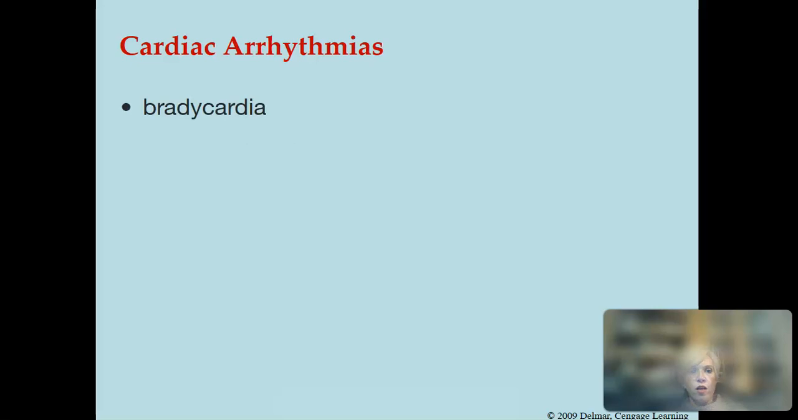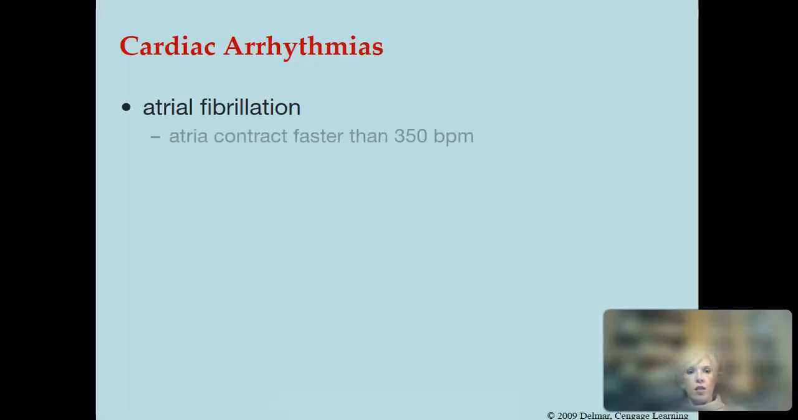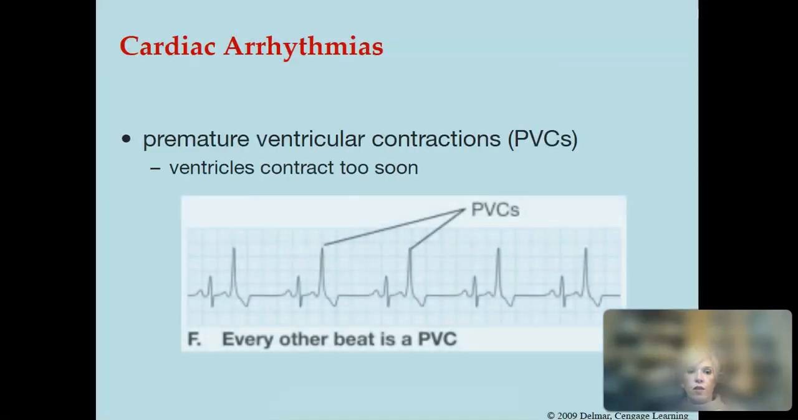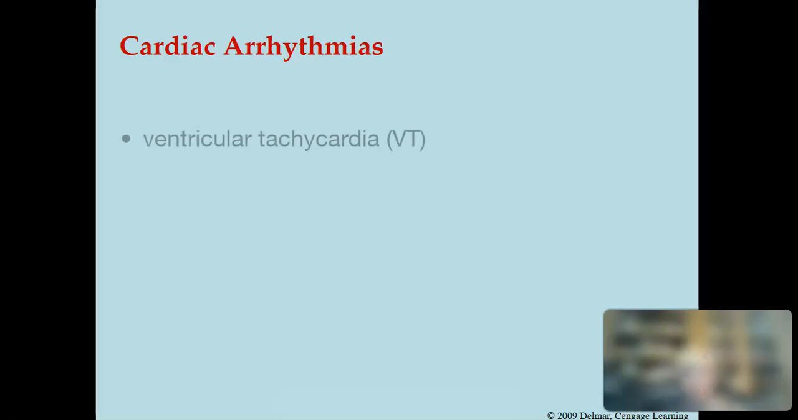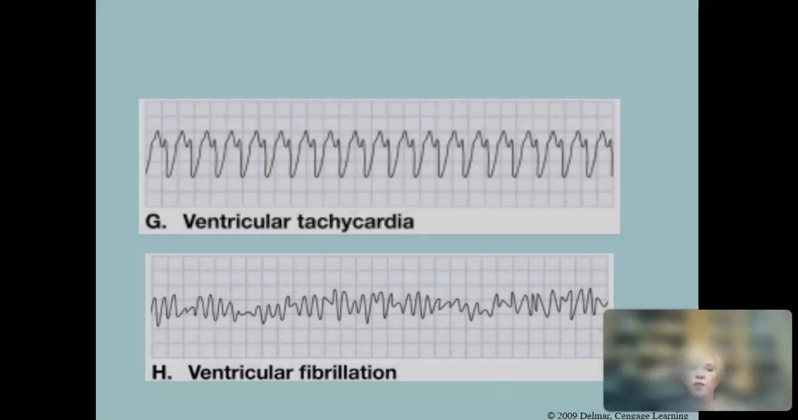So you'll have 1, 2, 3, 4, 5, 6, 7, and asystole makes 8, okay?